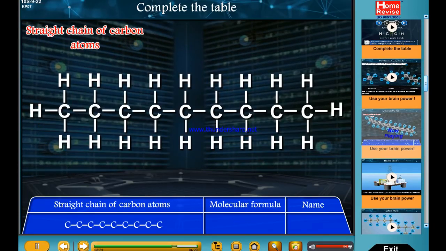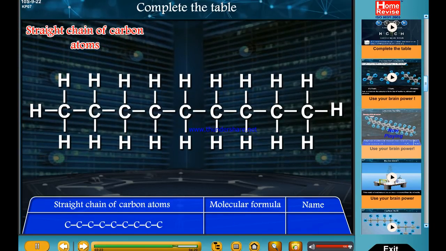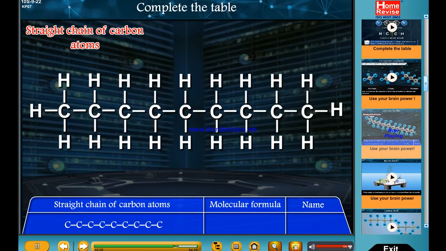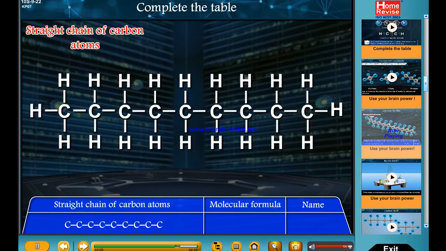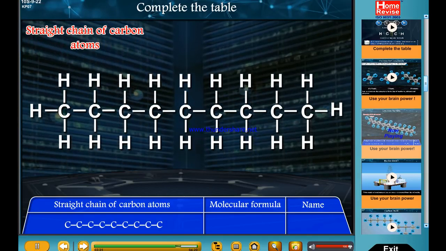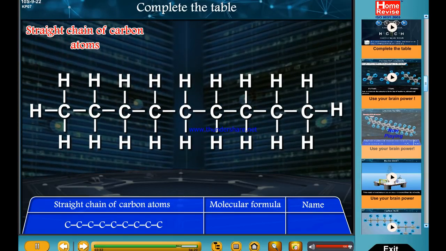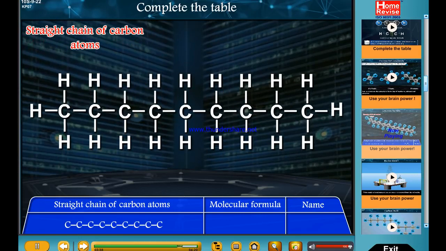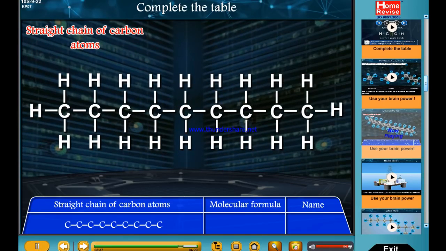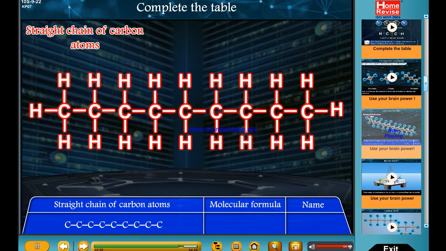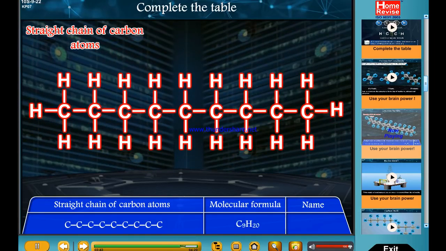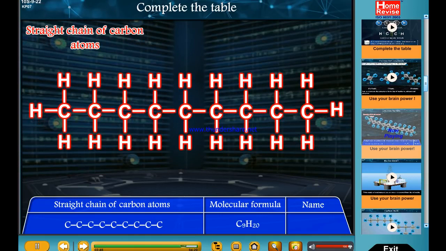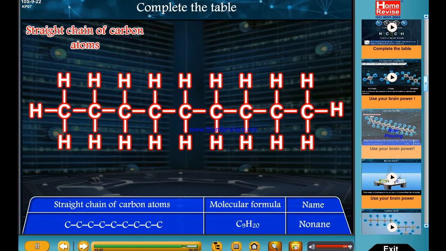Straight chain of carbon atoms is C, single bond C, single bond C, single bond C, single bond C, single bond C, single bond C, single bond C, single bond C. This is the structural formula. Molecular formula is C9H20. Name is nonane.